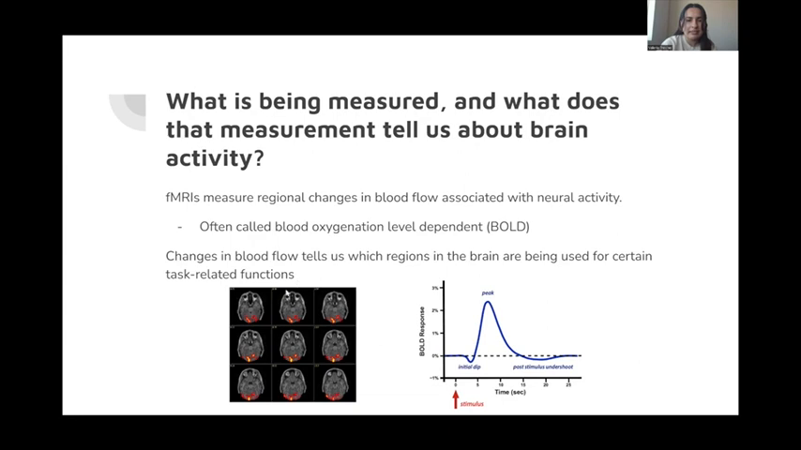So, the image on the left is an example of an fMRI scan and how the highlighted regions indicate neural activity, and the image on the right is an example of a BOLD response graph. So you might be wondering, how is blood flow activity measured?